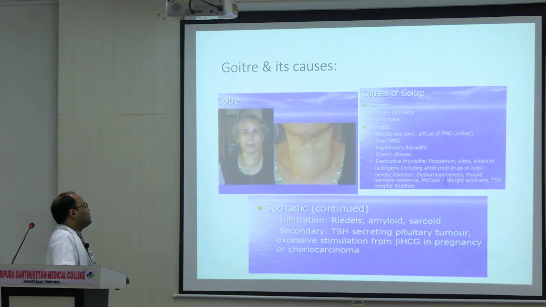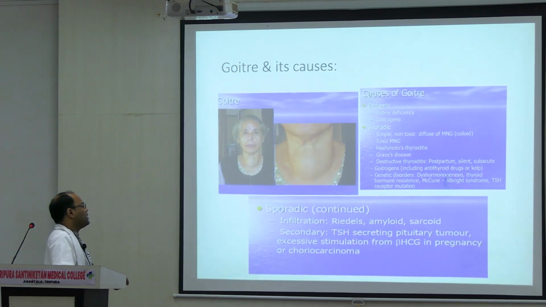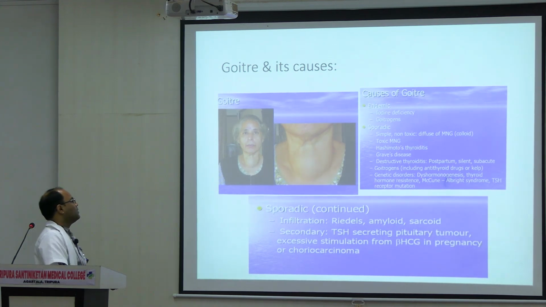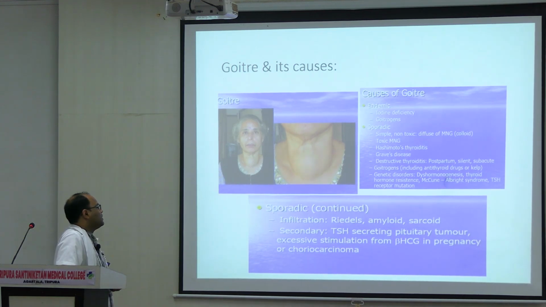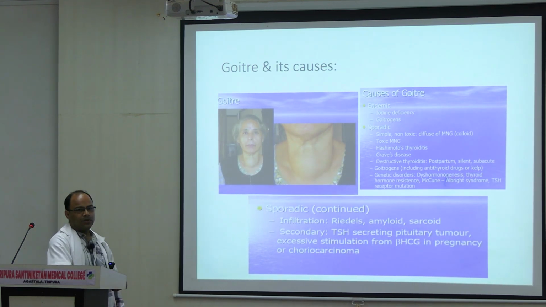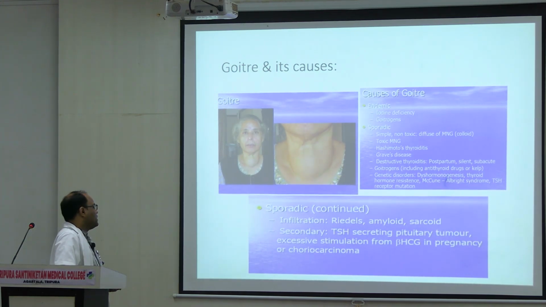Examples: diffuse, multinodular goiter, toxic multinodular goiter, Hashimoto thyroiditis, Graves' disease, destructive thyroiditis like postpartum or subacute thyroiditis cause goiter. Some genetic causes like dyshormonogenesis, thyroid hormone resistance, McCune-Albright syndrome, TSH receptor mutation are also causes of goiter. Infiltrative disease like amyloidosis and sarcoidosis also cause goiter.